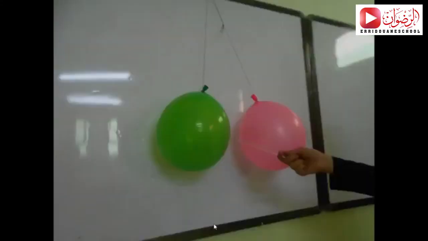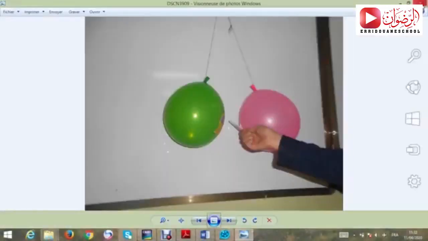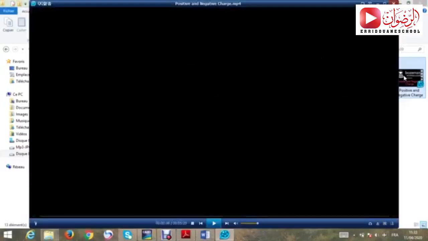And finally we use the glass rod here, that is always positive when it is charged. So the balloons are repelled apart from each other, which means this is positive, this is negative. The balloons are charged negative. If the balloons come toward the glass rod, they are positively charged. Here they are negatively charged because they go away from the glass rod. Alright? Okay, that's it. I have an experiment here that will explain more.